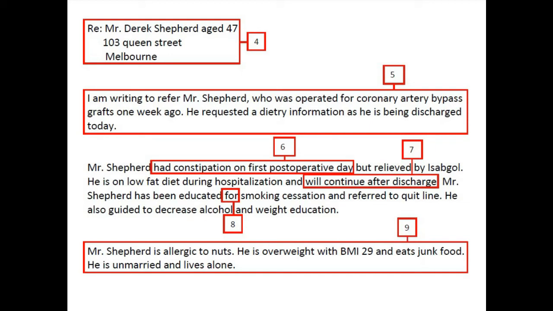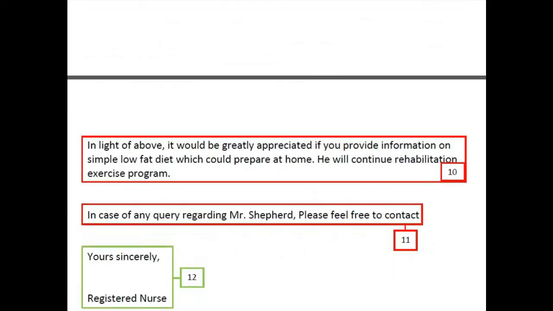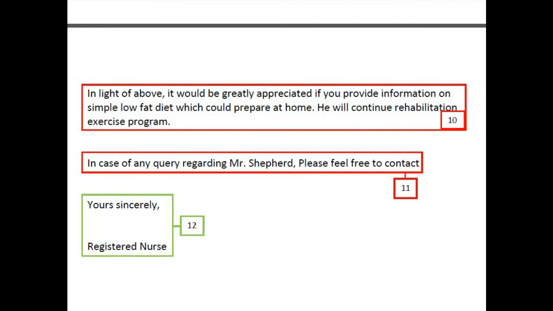But since this letter is to a dietitian, you must mention what kind of food he prefers normally. In the case note, it says he prefers sausages, pizza, deep fried chips, and pastas. So it would be better if you mention them in the letter, since this information is much more relevant in this letter. We can reframe this paragraph in an impressive manner like Mr. Shepherd, an unmarried man who lives alone and works in a bank. His previous dietary habits mainly include sausages, pizza, deep fried chips, and pastas, which made his BMI 29. He frequently experiences constipation, uses tablet Isabgol for that. Please be aware that he is allergic to nuts.